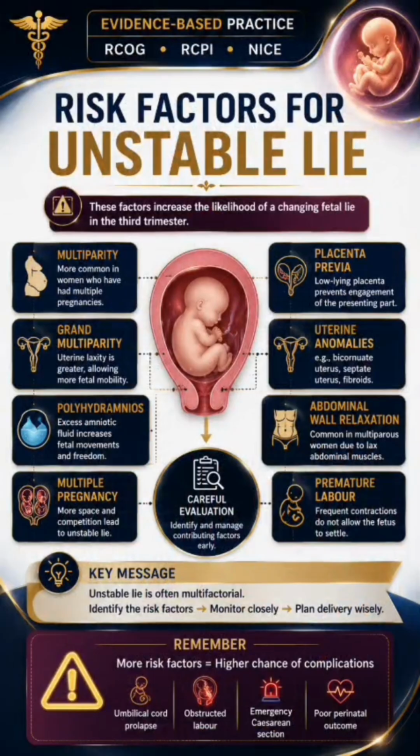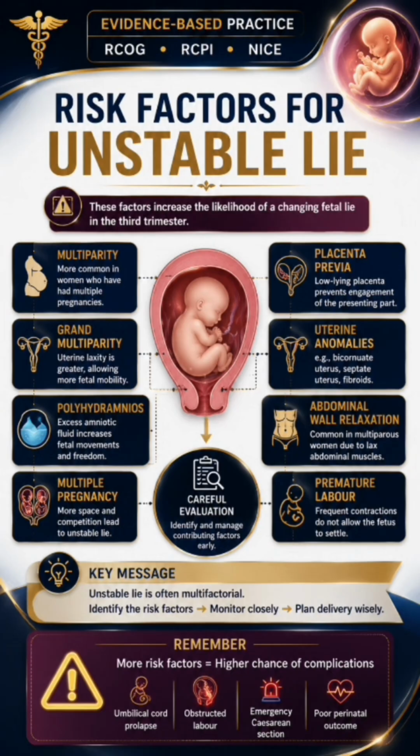In most cases, an unstable lie is multifactorial. In other words, more than one contributing factor may be present. First is multiparity and grand multiparity. Another important cause is polyhydramnios. Excess amniotic fluid provides additional space, making it easier for the fetus to change position rapidly. Placenta previa, a well-recognized risk factor.